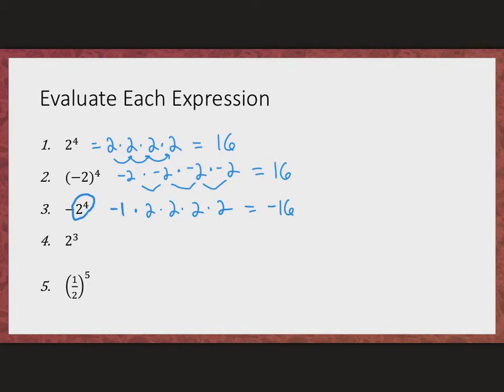For number 4, 2 to the third power is 2 times 2 times 2. And since the expression is just a 2, there's no symbol in front of it. We could just multiply 2 times 2 times 2. 2 times 2 is 4. 4 times 2 is 8.